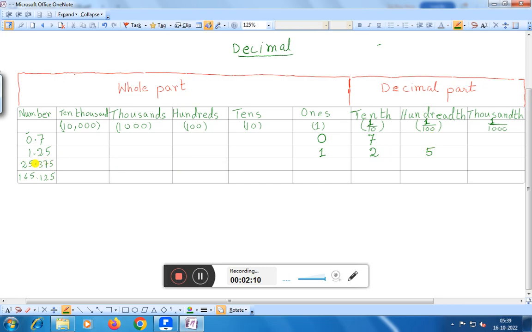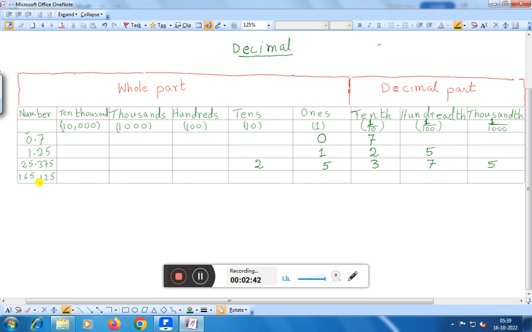Next one is 25.375. That means the ones place is 5, the tens place is 2, 3 is in the tenth place, 7 is in the hundredth place, and 5 is in the thousandth place.